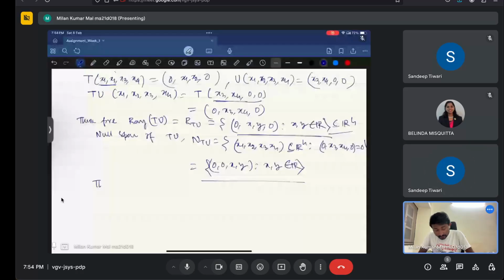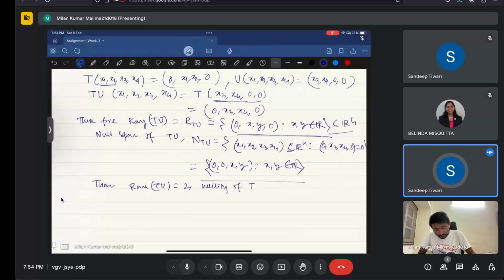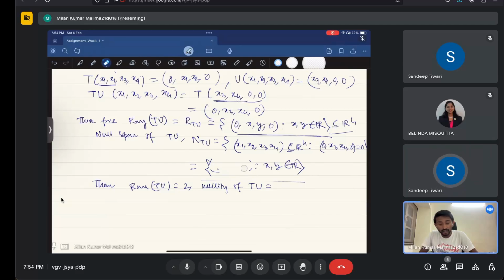Sir, here the null space of TU is given by (x, y, 0, 0), because x3 will be 0 and x4 will be 0. Yes, so the element will be (x, y, 0, 0), right? Yes, sir. That's true. Thanks. But the nullity of TU will be 2 here because this space has dimension 2, so automatically the first two conditions get cancelled out.